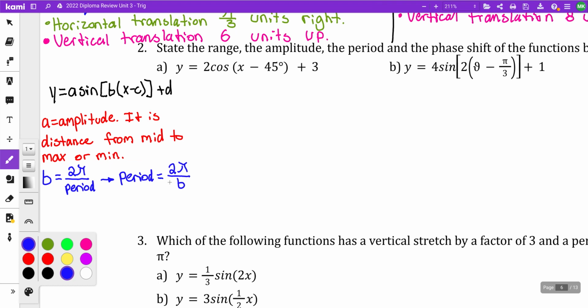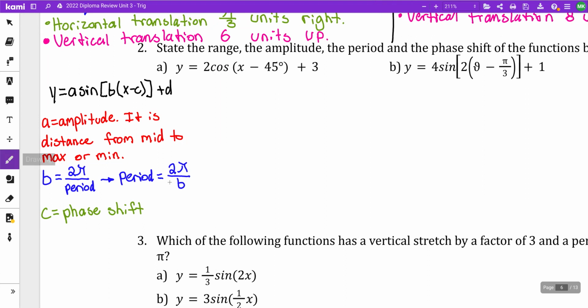Your C value. When it comes to sine and cos, it's called a phase shift. That just means horizontal translation. Moving it left, moving it right. It doesn't tell us anything else. There's no other fancy thing about that. It's just how far left or right you went.